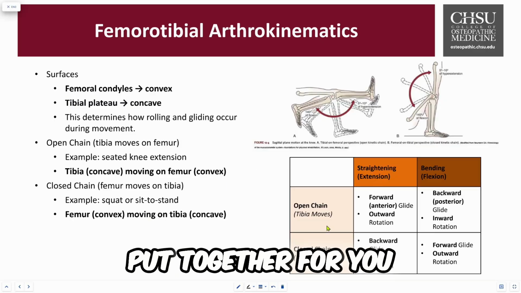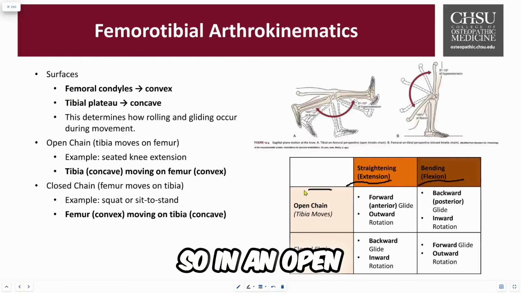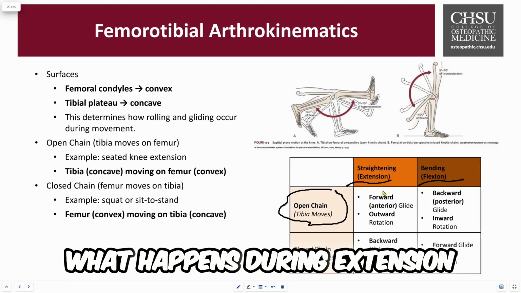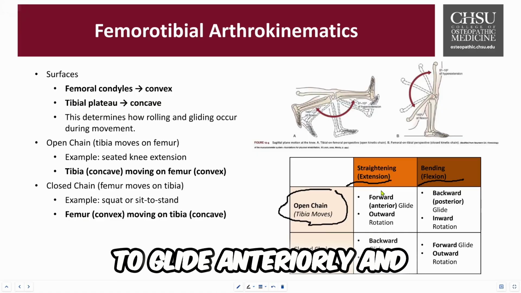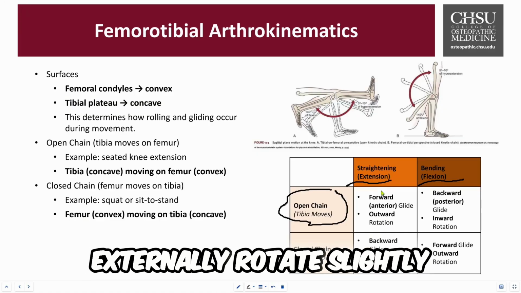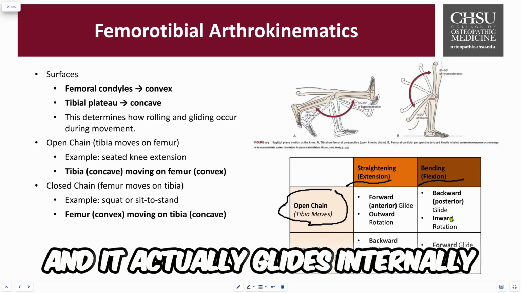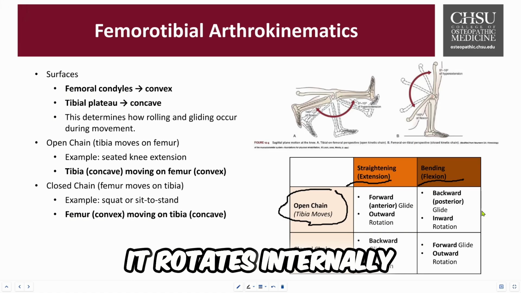The two main actions are going to be extension and flexion. So in an open chain activity during a tibial movement, what happens during extension of the knee is that the tibia begins to glide anteriorly and externally rotate slightly. Whereas when it flexes, it flips around. It glides posteriorly and then it rotates internally.